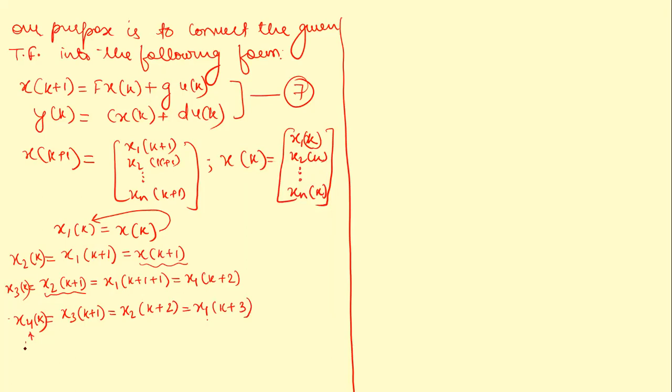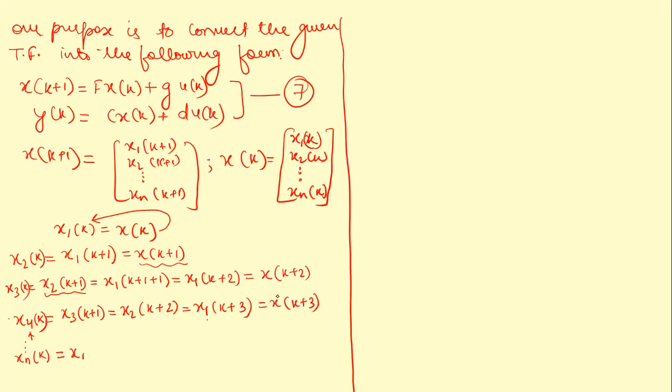If I keep on doing it like this, I'll get xn(k), and it must be equal to n. Because every time I can see that x1(k) is equal to x(k), x2(k) is equal to x1(k+1), x3(k) is equal to x1(k+2), x4(k) is equal to x1(k+3). So if you want to write it, you can write it like this also, x(k+2), and x(k+3).